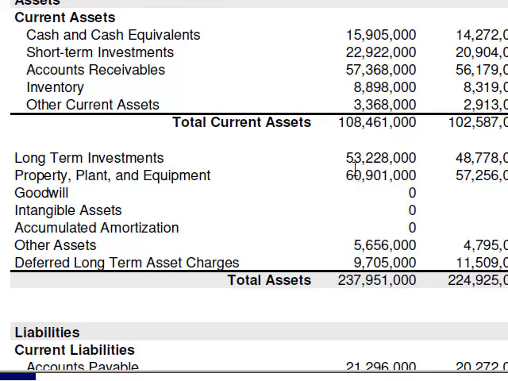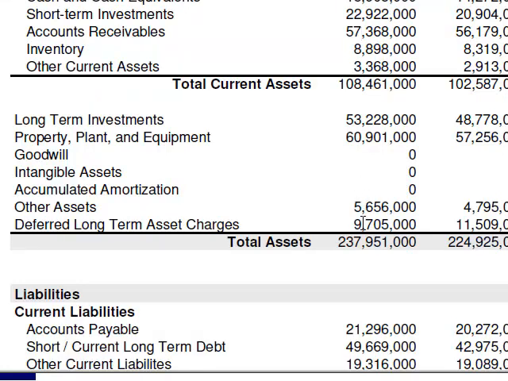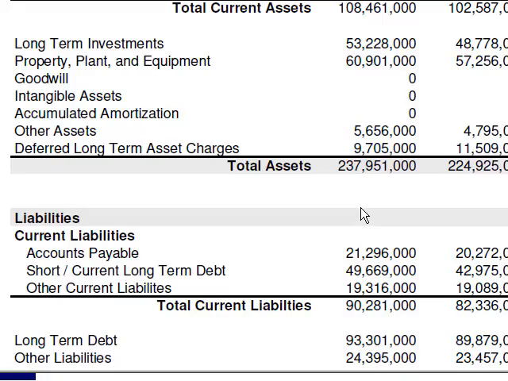And then, look, long-term investments, property, plant, and equipment, other assets, deferred long-term asset charges. What's that? That's why we want to learn more about accounting. The more we know about accounting, the more we can understand these numbers. And they had total assets of almost $238 billion.